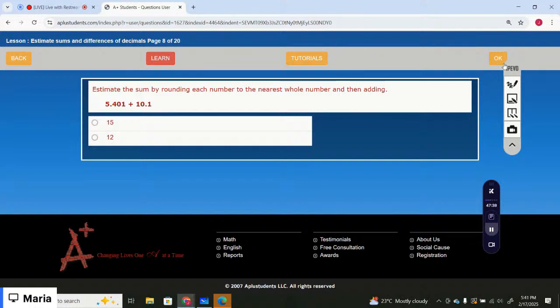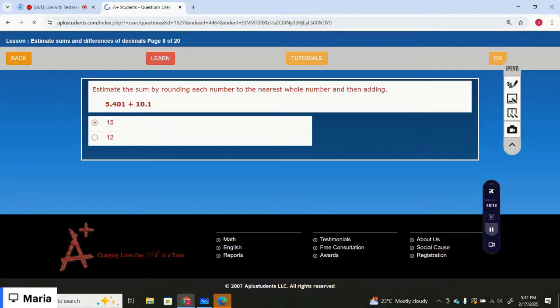5.401 plus 10.1, which is the correct option? That is 15. Option number 1 is the correct option. Okay, you can complete the lesson by yourself later today.